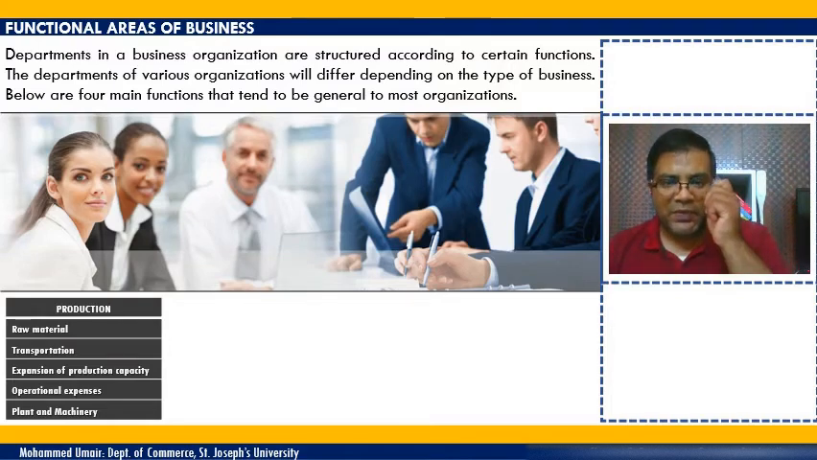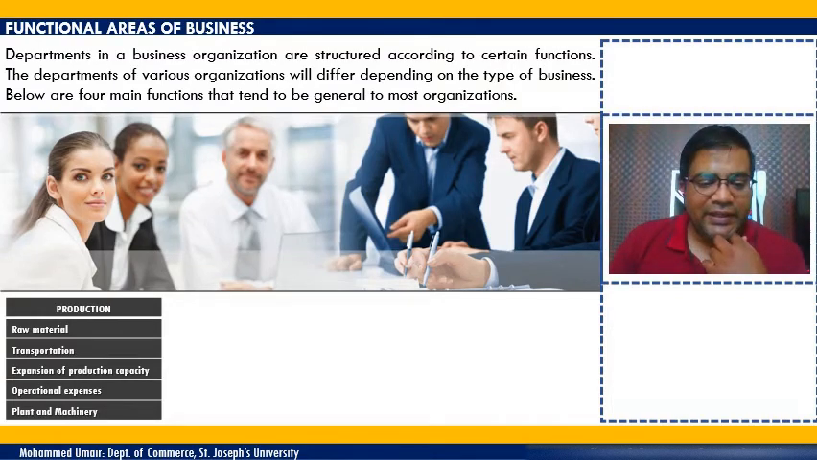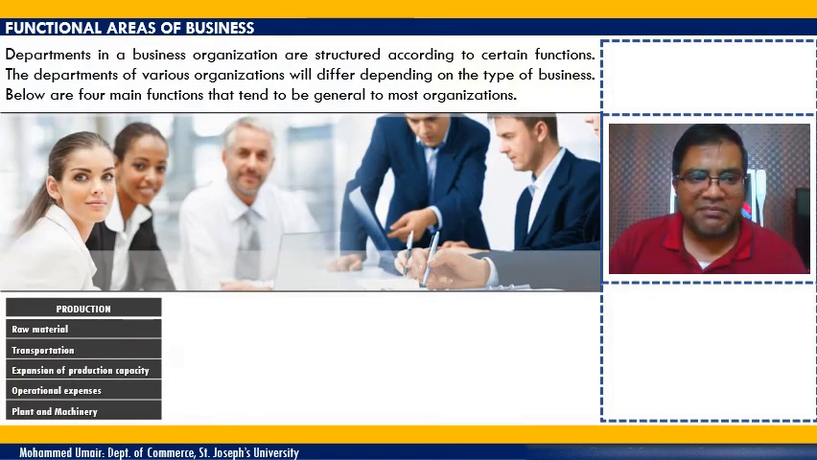Some of the other aspects which production department has to take care includes procurement of raw material, transportation, expansion of production capacity as and when required. It has to ensure that the cost is minimum, and this can be done by minimizing the wastage, and it uses the latest plant and machinery.